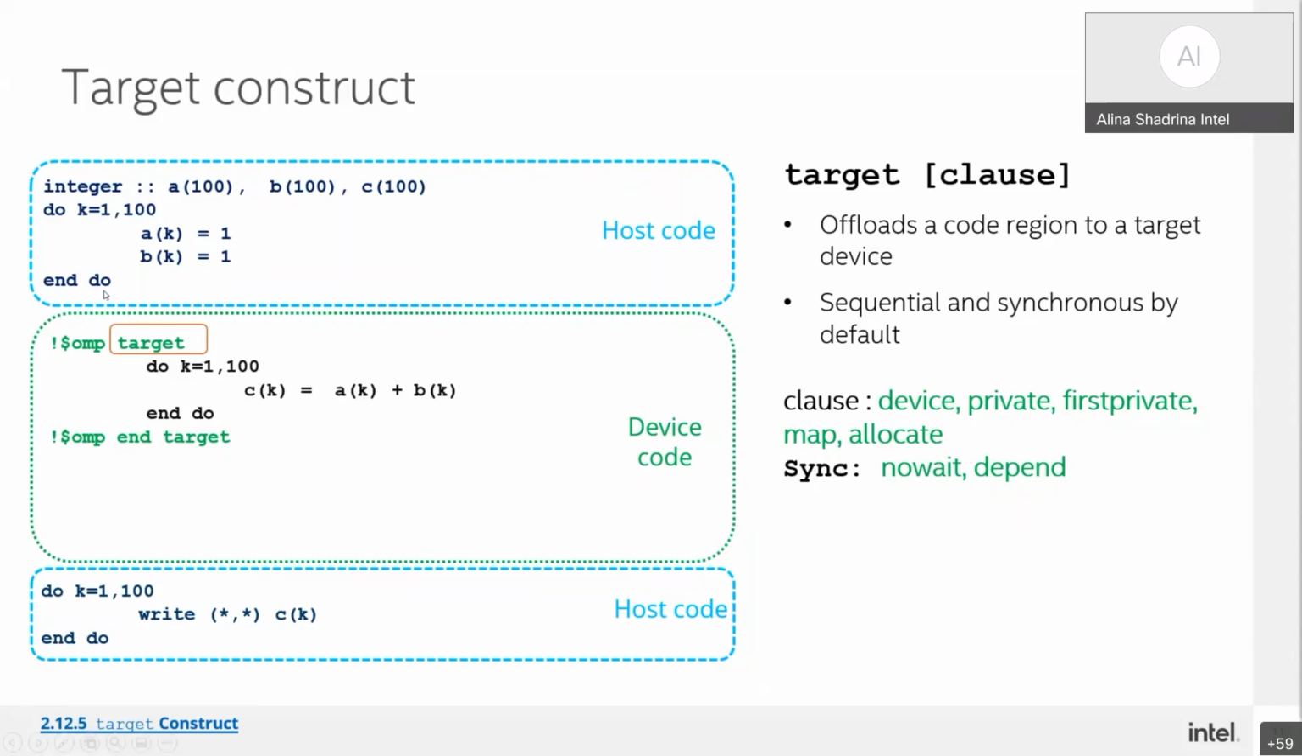At this point, the host thread is waiting for the device, because by default the target region is sequential and synchronous. You can control it by adding nowait after target to let the host perform the next line of code after the region. So it will, in parallel, start offloading the code to the device and move to this print loop.